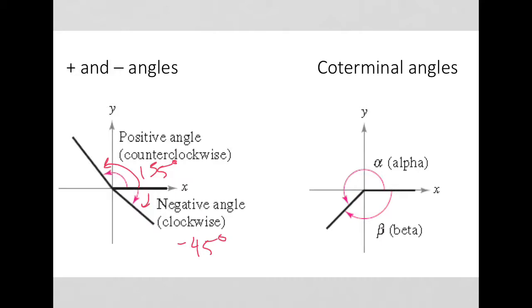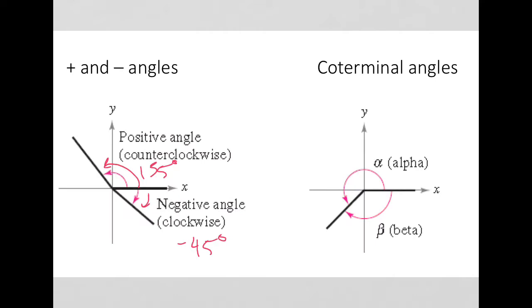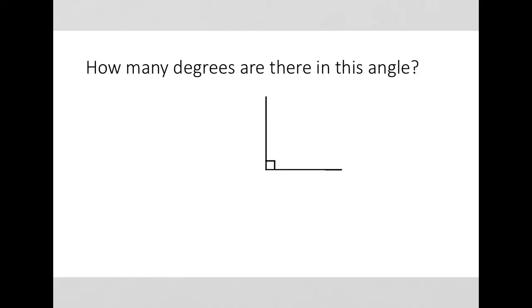Another important term to know is coterminal angles. Think about that picture we just saw right here. The terminal side is essentially where your angle finishes, and so coterminal angles share an initial side and a terminal side. And if you think about what we have here, if you were to add coterminal angles together, what would they equal? Well, whatever that circular thingy right there equals, which we'll talk about in a moment.